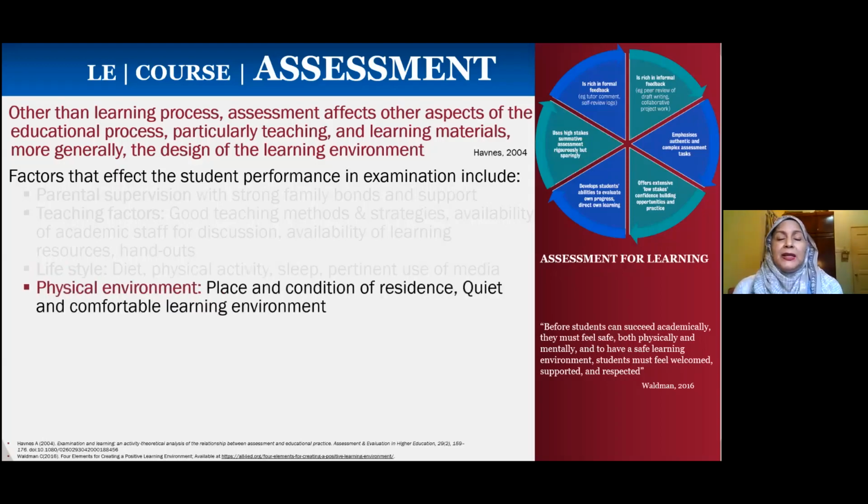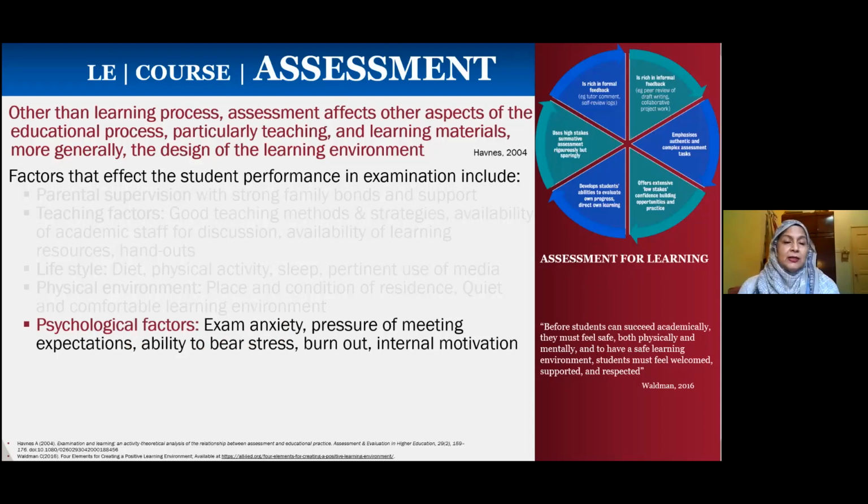Physical environment, the place and condition of residences where they are staying. Most of the students, for example in Malaysia, prefer to stay in the hostels. And so what is the condition of the place where they are staying? A quiet and comfortable learning environment is very important for preparing for the test and examination.